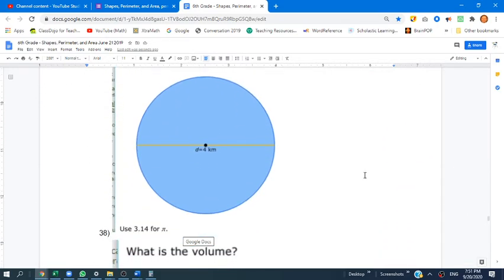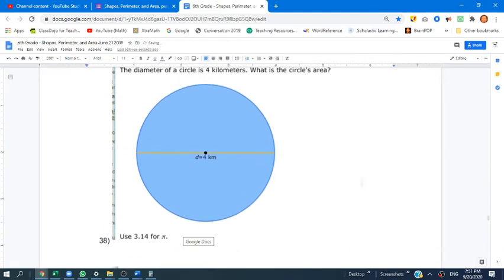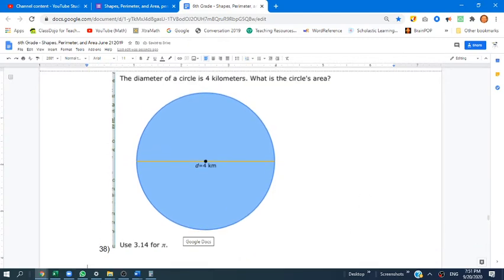Number 38. The diameter of a circle is 4 kilometers. What is the circle's area? In other words, what is the circumference of the circle? Use 3.14 for pi.